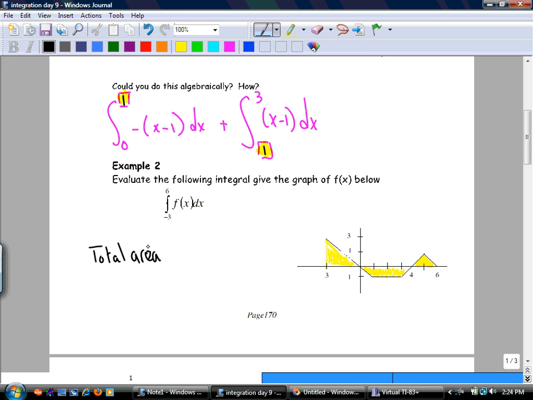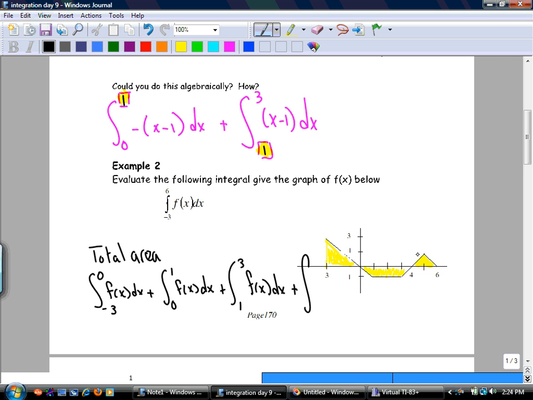Total area. So to do this algebraically, it's actually a lot of work. You would have to do the area from negative 3 to 0 of f of x dx. And then you would have to do the area from 0 to 1 of f of x dx. And then you would have to do the area from 1 to 3 of f of x dx. Plus you'd have to do the area from 3 to 4 of f of x dx. And then you would have to do the area from 4 to 5.